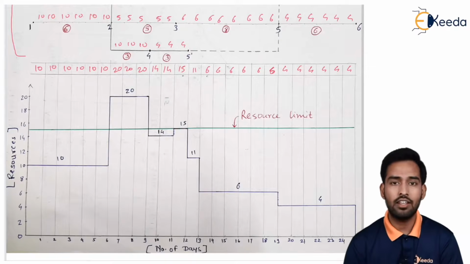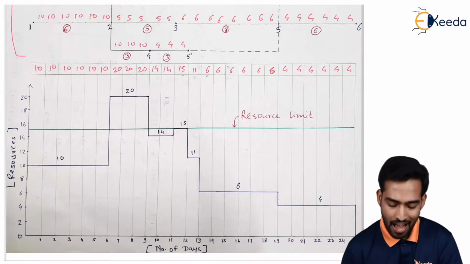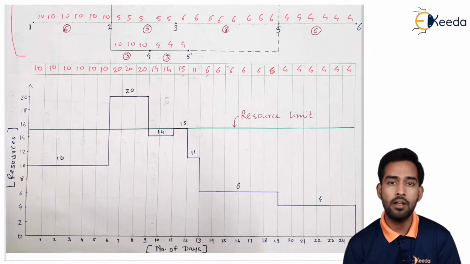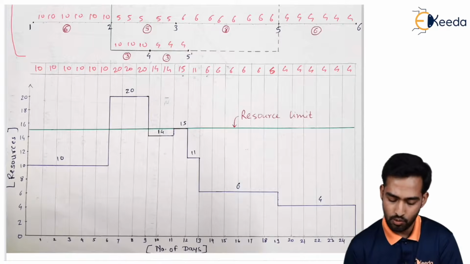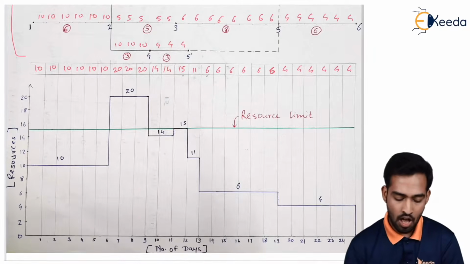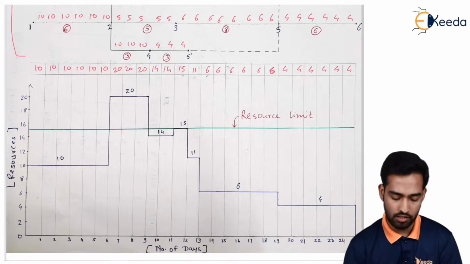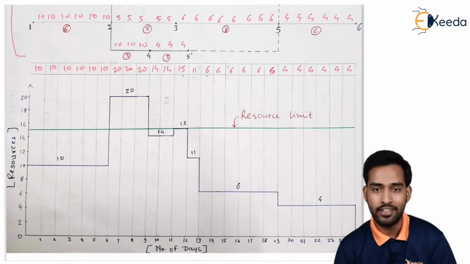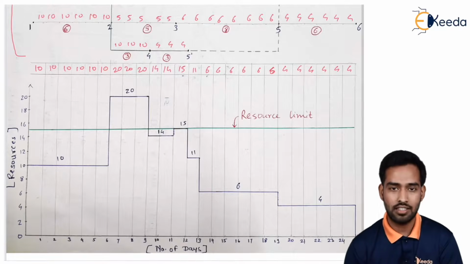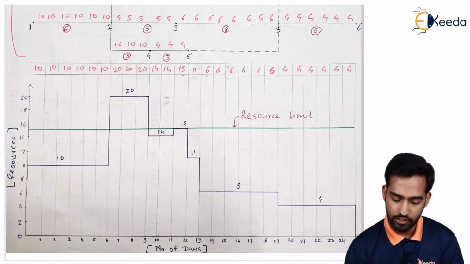Over here you can have an idea regarding the number of days and the resources required on that particular day. On the x-axis we have the number of days, starting from the 0th day to the 25th day. On the y-axis we have resources, starting from 0 to 20. As you can see, I have used a scale so that you can fit this on this particular graph.